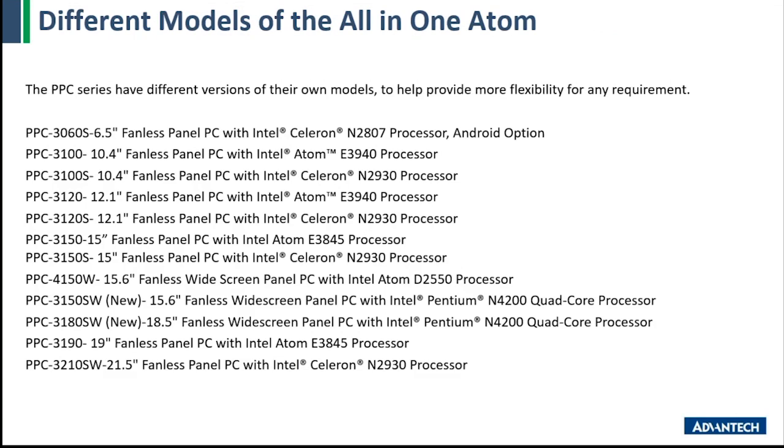So I'll just do an overview. This is a general overview of all the PPC 31 and 30 ranges. As I mentioned before, we have variants of different models. So the 3150 and the 3150S, the main differences between the two are the Atom and Celeron. I know that a lot of customers have CPU checks, CPU pass marks, so this gives you different options there.